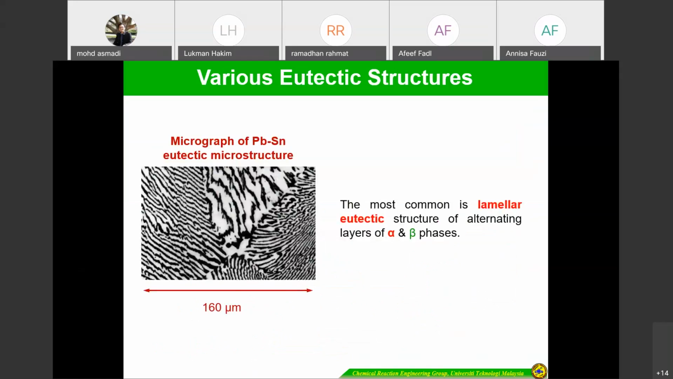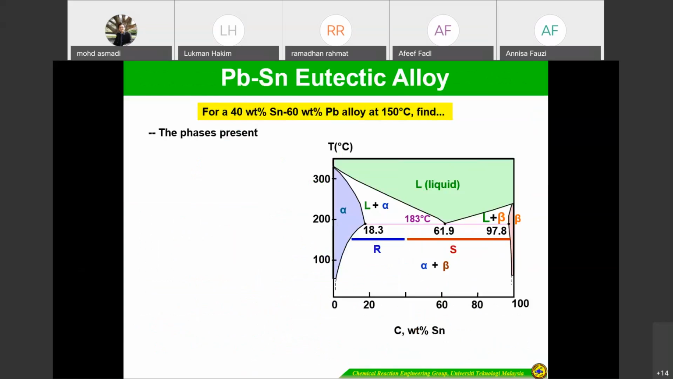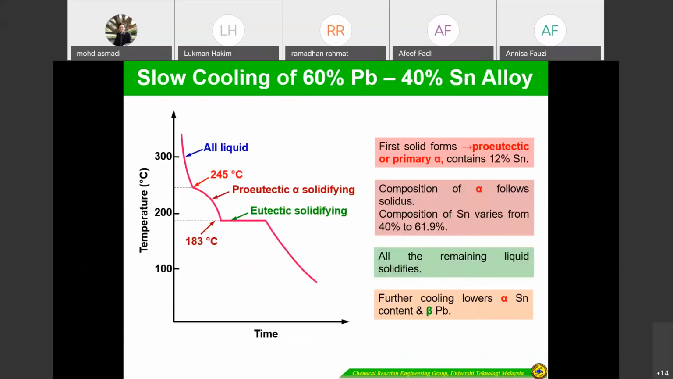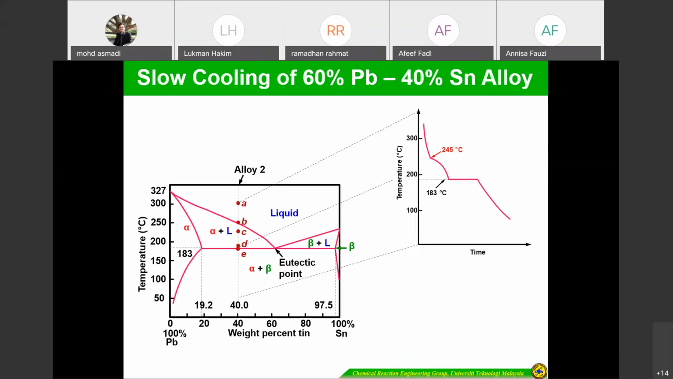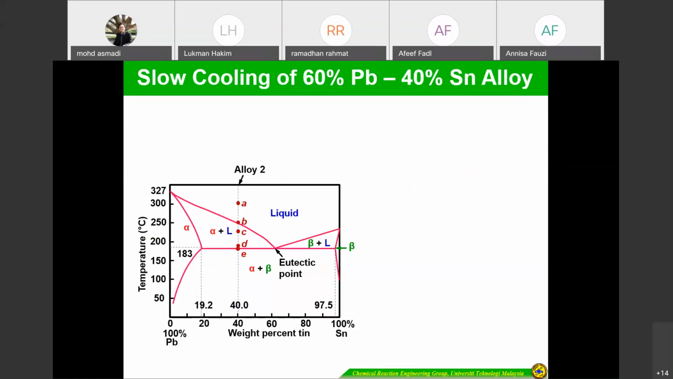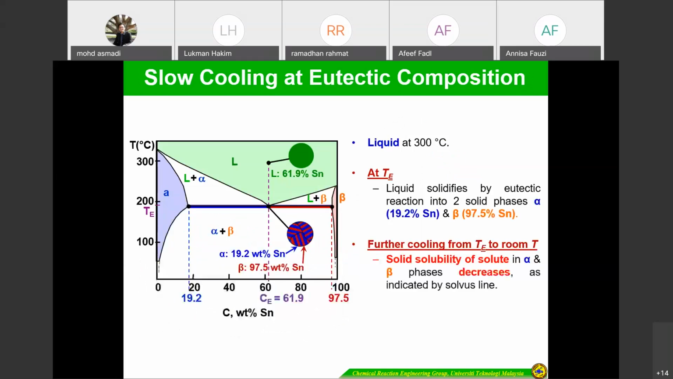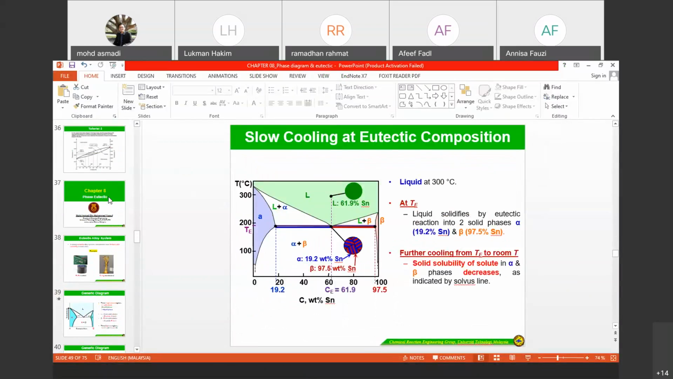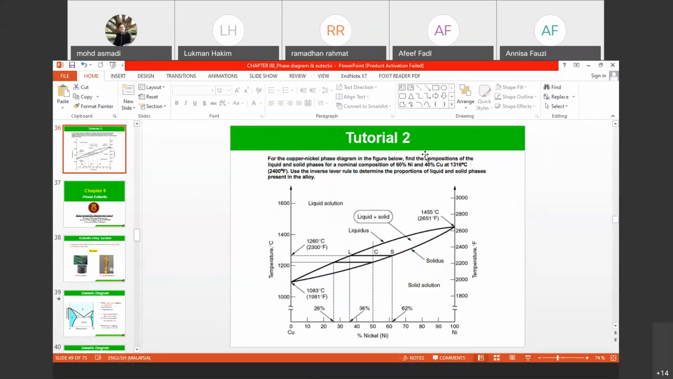Any more questions? Just some introduction about the eutectic phase before we go into further details. So far it's easy, right? If you have no questions, maybe later you can try this phase diagram, the general phase diagram for 100% solid solubility.